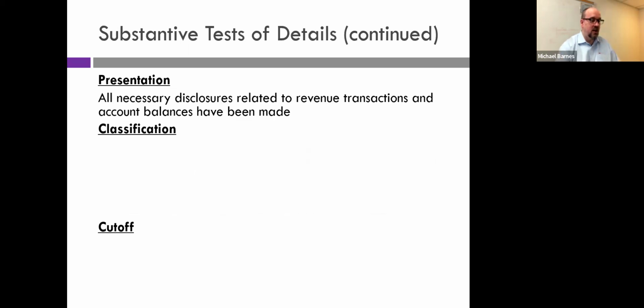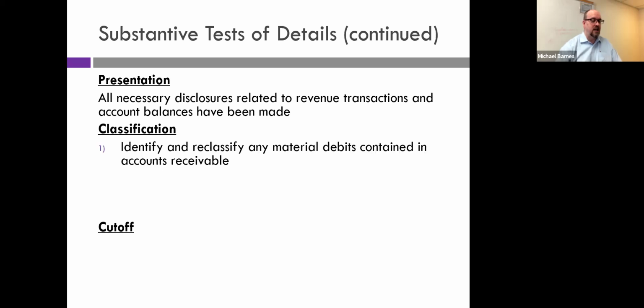Presentation. Want to make sure all necessary disclosures related to revenue transactions and account balances have been made. Classification. We got a lot to go on with classification. First of all, identify and reclassify any material debits contained in accounts receivable. If it's something that we consider to be a material amount in accounts receivable, it probably would be better served to be considered something like a note, because accounts receivable individually are not considered to be material. At least they should not be with our organization.